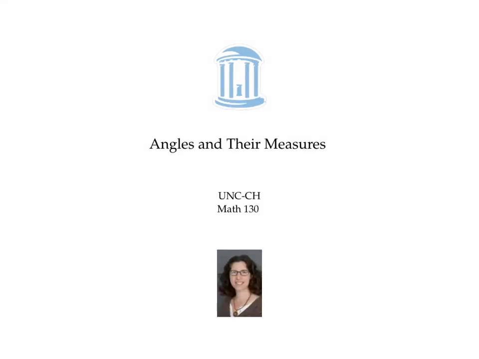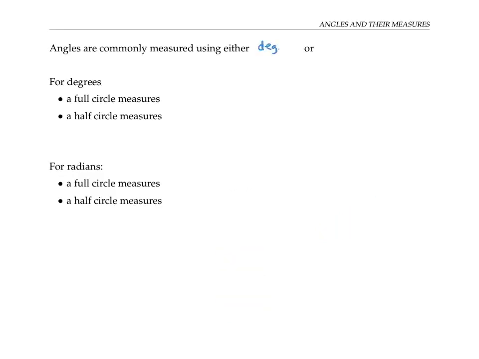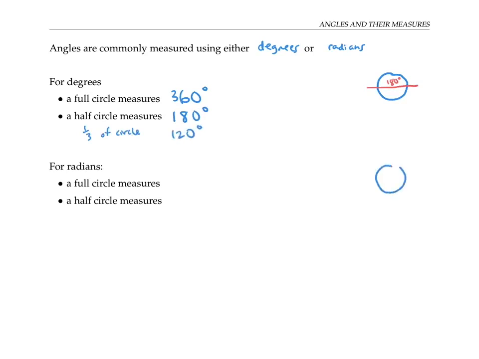There are different ways of describing the size of an angle. This video explains how to convert between them. Angles are commonly measured using either degrees or radians. If we're talking about degrees, a full circle, by convention, is 360 degrees. A half circle, then, would be 180 degrees. And if I wanted to say a third of a circle, that would be a third of 360 degrees, or 120 degrees.